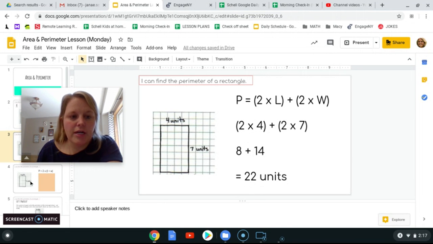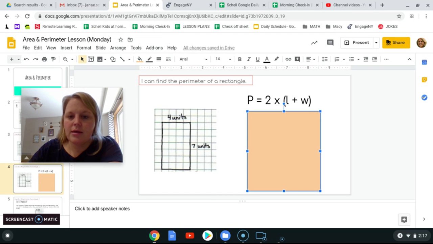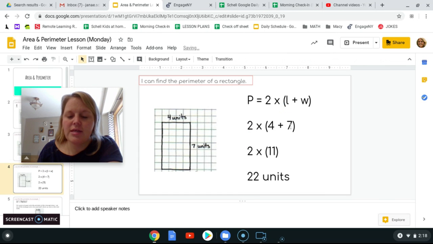The final strategy or formula that I'm going to talk about is thinking about taking 2 times the length plus the width. So first you would take the length plus the width and then multiply that by 2. Because I know that if I'm thinking about the length and the width together, that gives me half of the shape. So when I multiply it by 2, I have the other half of the shape. So it looks like this. I have 4 plus 7, and then I multiply that number by 2. So it's 2 times 11. It gives me 22 units, the same answer.